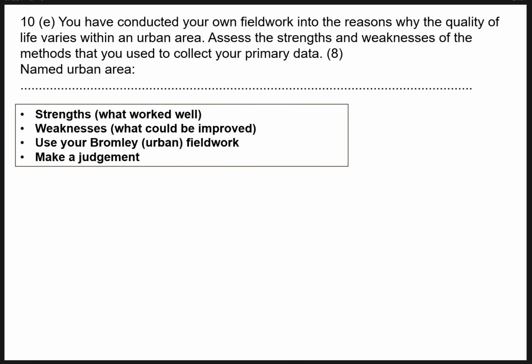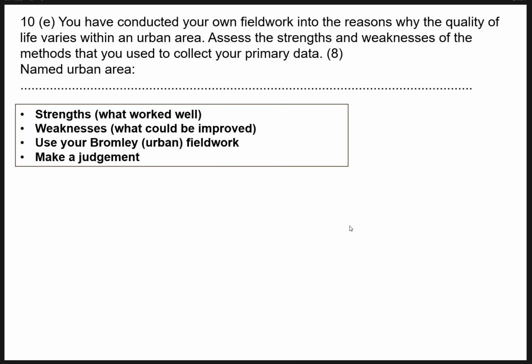Okay, last big question. Well done for staying with me for this long. Again, this is another big 8-mark question. You only get one of these questions, but we've now covered quite a few. You've conducted your own fieldwork into the reasons why the quality of life varies within an urban area. Assess the strengths and weaknesses of the methods that you used to collect your primary data. So this is about the strengths, what worked well, weaknesses, what could be improved, and then make sure you're using your Bromley or your urban fieldwork and make a judgment.